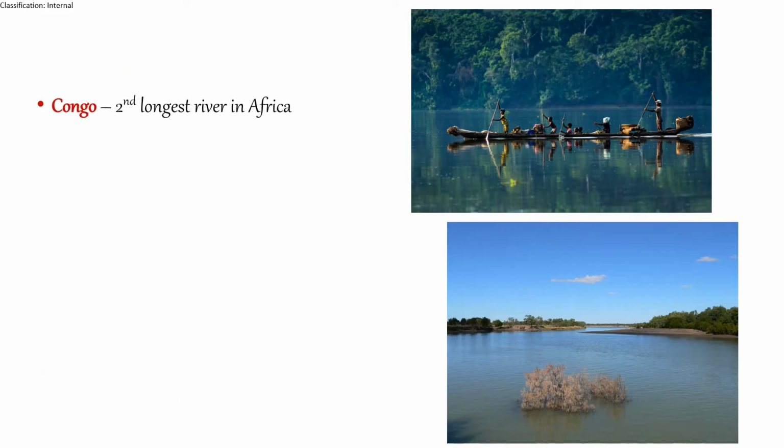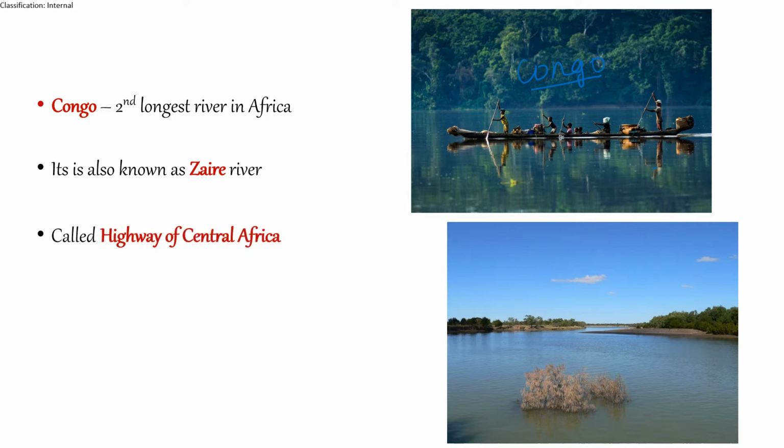One of the most important features of the Democratic Republic of Congo is the river Congo. This picture here shows the river Congo, and it is the second longest river in Africa. The Congo River is also known as the Zaire River. Can you name the longest river in Africa? Comment down below. The river Congo is also called the Highway of Central Africa.